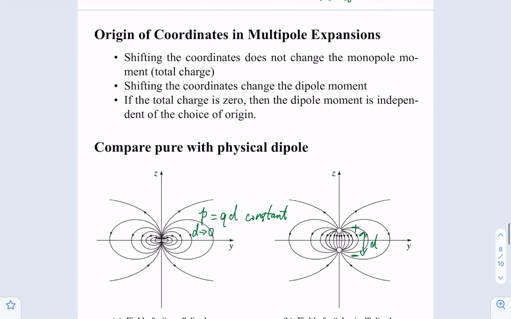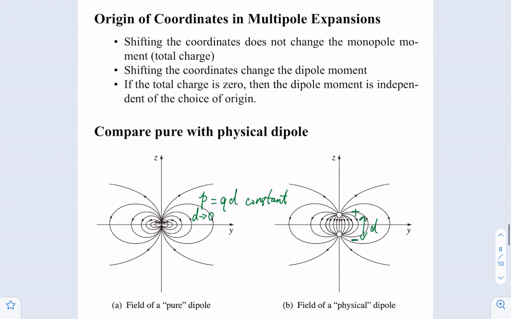So we can compare this pure or perfect dipole on the left, and the potential for a physical dipole on the right. You can see that in the far field these are identical, but in the near field the point dipole, or the pure dipole, is different from a physical dipole.